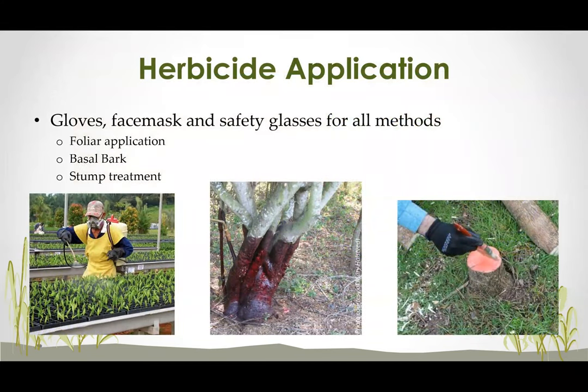These are just different ways to apply. You have foliar application, this kind of wide sprayer, which may not be ideal in an aquatic environment because that can cause a lot of drift. You do have basal bark where you paint the base of the tree, and then the cut stump treatment. And this is what I was talking about, where you cut and immediately apply. You can always use a paintbrush. You could use a spray bottle.